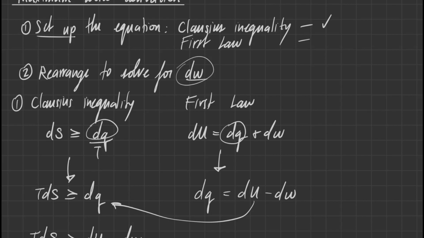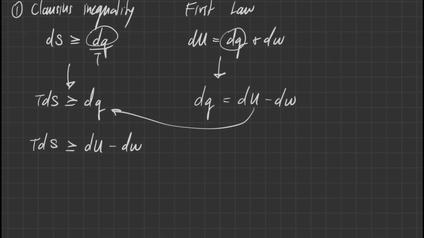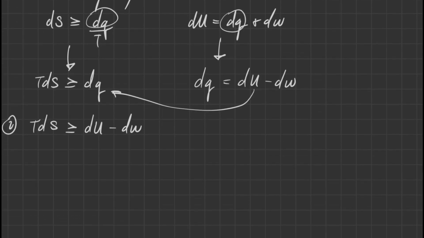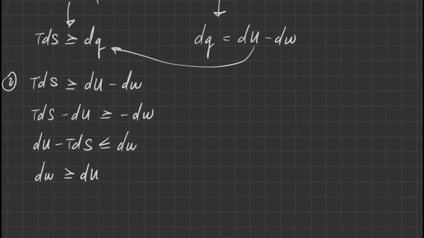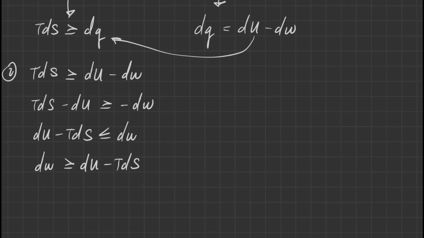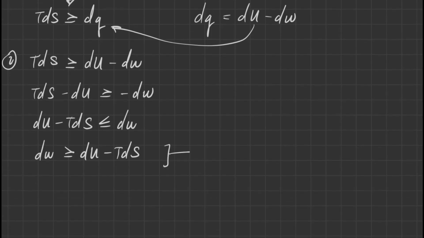Now we have to rearrange to solve for dw. Here we can see that TdS minus dU is greater than or equal to negative dw. And then multiplying everything by -1 flips the inequality. So dU minus TdS is less than or equal to dw, or dw is greater than or equal to dU minus TdS. So this is our inequality.